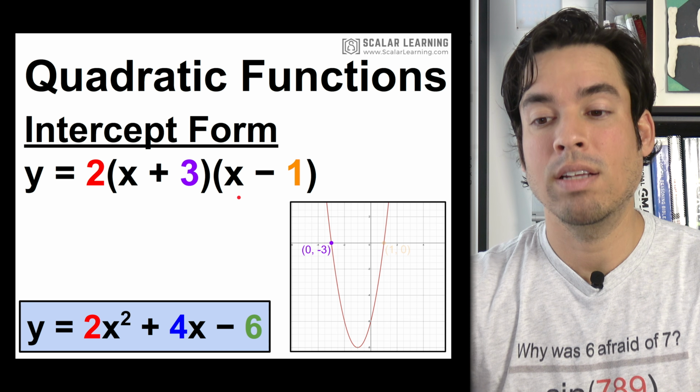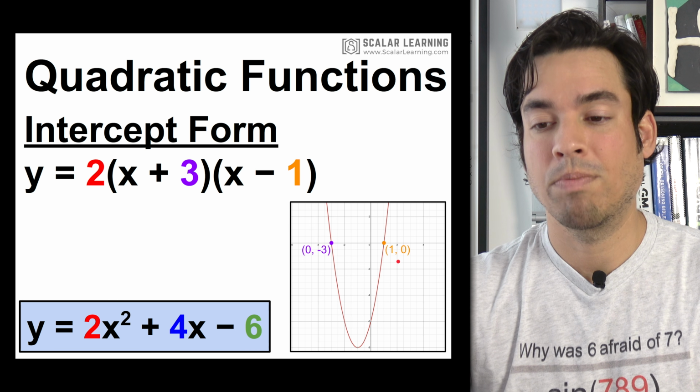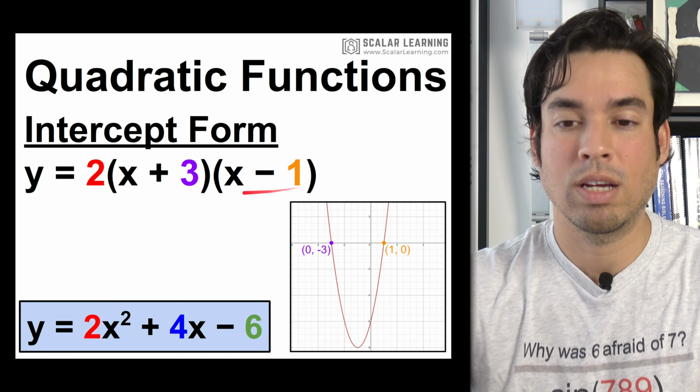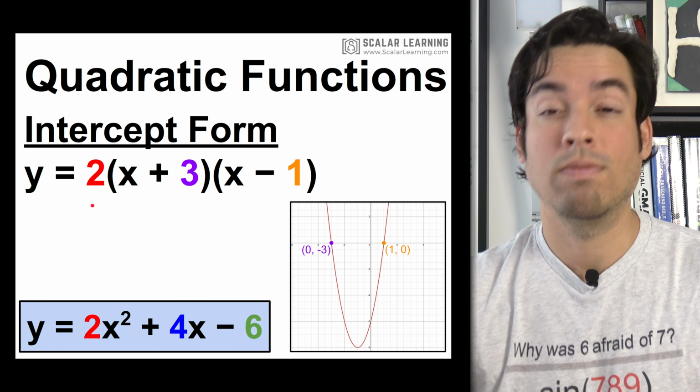Likewise, if I plug in a positive 1, right, you see that x-intercept of positive 1, 0, into here, it's going to zero out this entire piece, which is 0 times anything is 0. So again, we'll get a function value of 0.